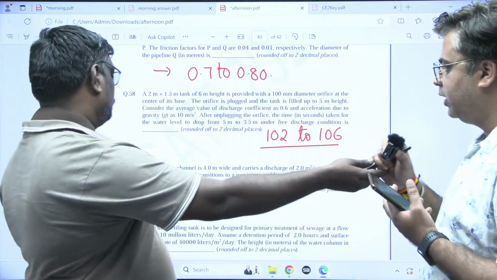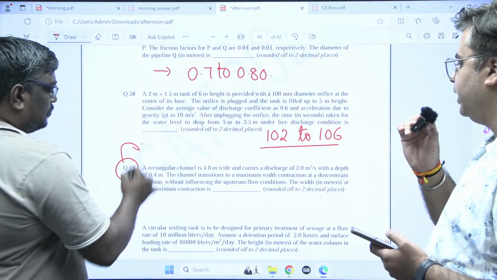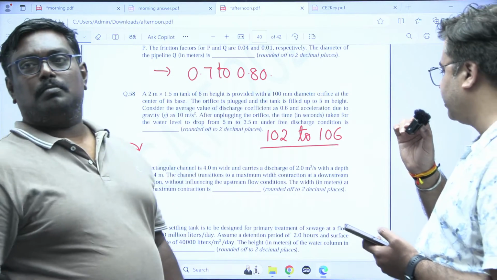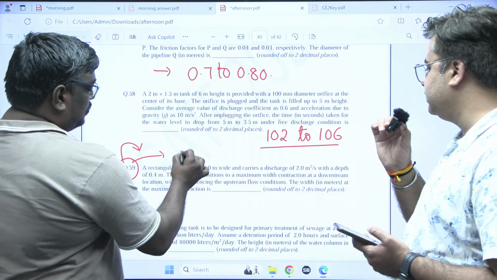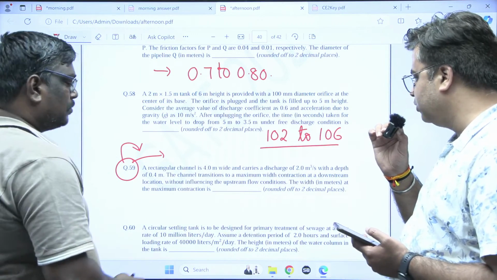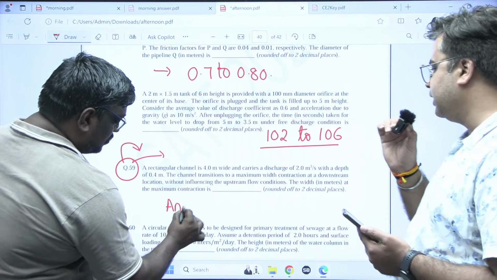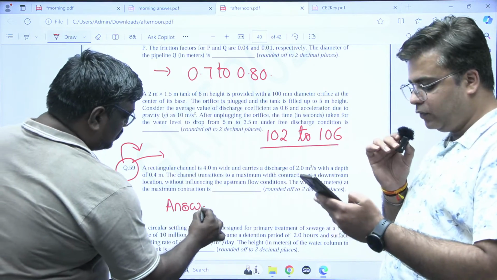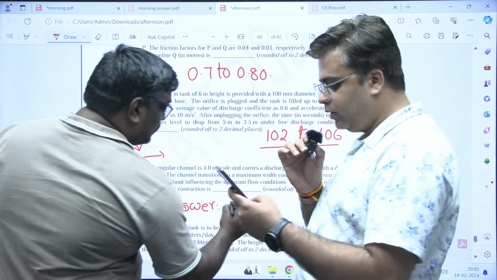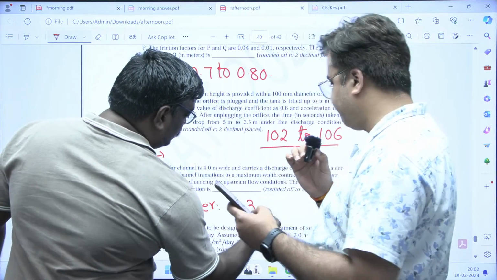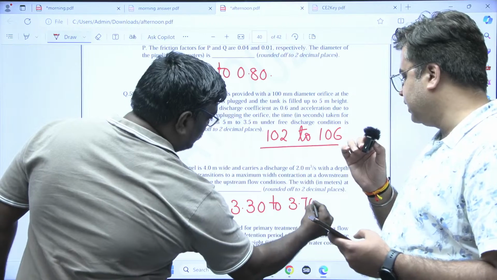Range is given. Then you have question number 59, which says that a rectangular channel of 4-meter width carries a discharge of 2 meter cube per second with a depth of 0.4 meter. The channel transitions to a maximum width contraction to a downstream location without influencing the upstream flow condition. The width in meters at the maximum contraction is. For question number 59, they have given the range of 3.3 to 3.7. So this is the answer for this question.